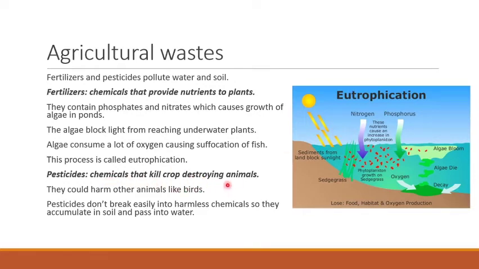Pesticides, on the other hand, could harm animals and birds. When animals and birds try to eat the plants which are growing, and we have pesticides sprayed on them, pesticides are poisonous, so they may kill or harm these living organisms. Pesticides also do not break down easily, so they accumulate in the soil, and anything that reaches the soil will reach the water at the end.